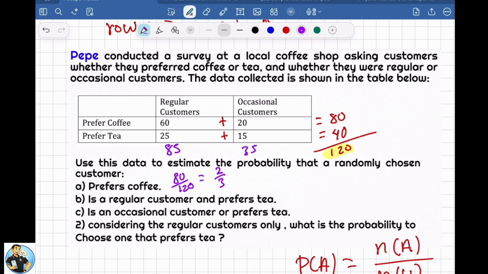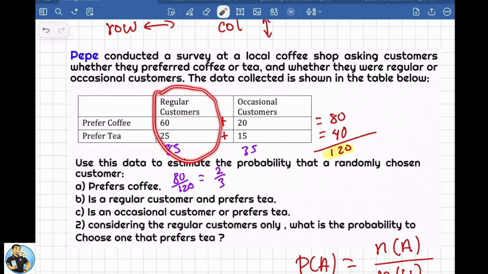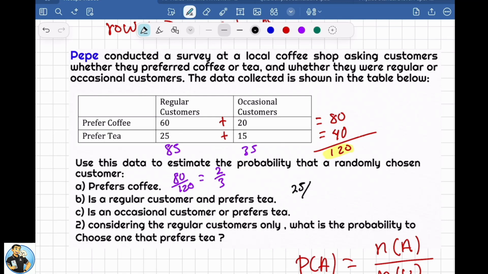So B is a regular customer and prefers tea. So here we need to check the intersections. Because we have regular customer, we need to check the column regular customer. This is like this, but at the same time prefers tea. So prefers tea is like this. So the intersection, this one, prefers tea and regular customer, is 25. So we can say 25 divided by 120. This is the result.